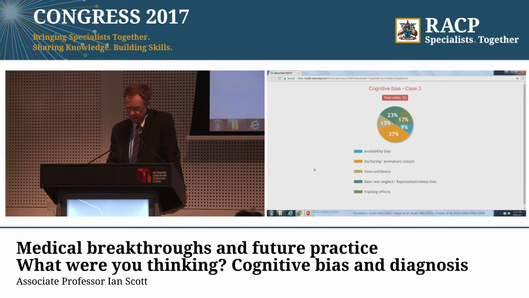Okay, well, we've got again a bit of a spread. So we have 52 cases. I'll just refresh that. Okay, 52. So some folk didn't commit themselves on this one. The most common was anchoring or premature closure, followed closely by base rate neglect, representative bias. Then we had 16% looking at framing effects, and then a smattering between availability and overconfidence.